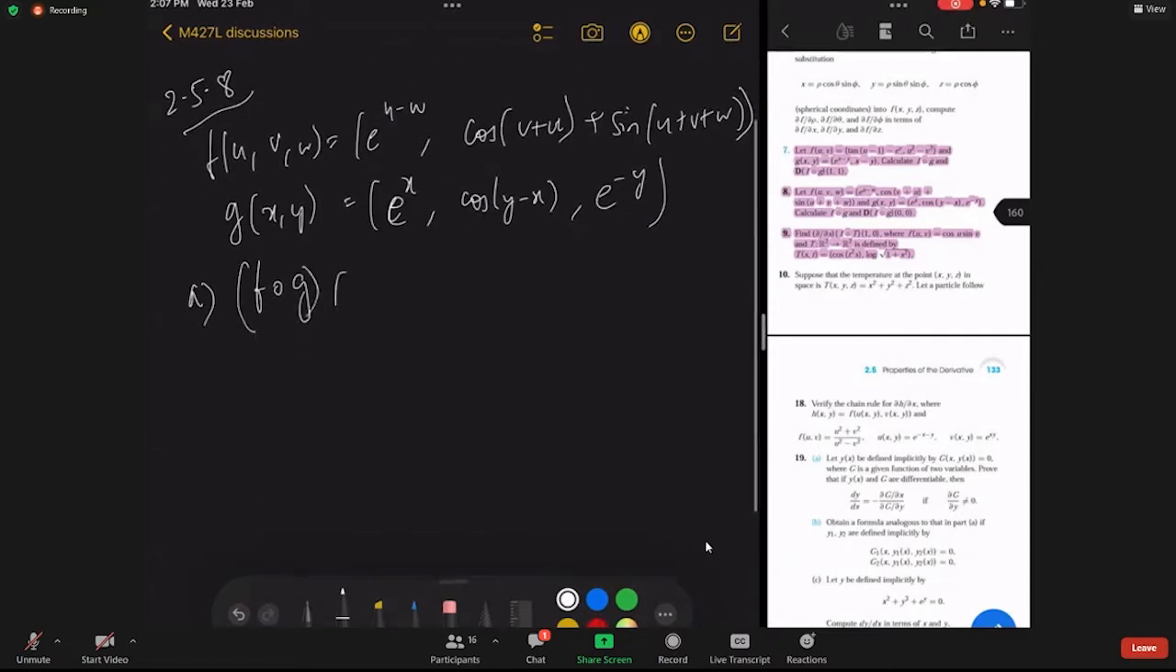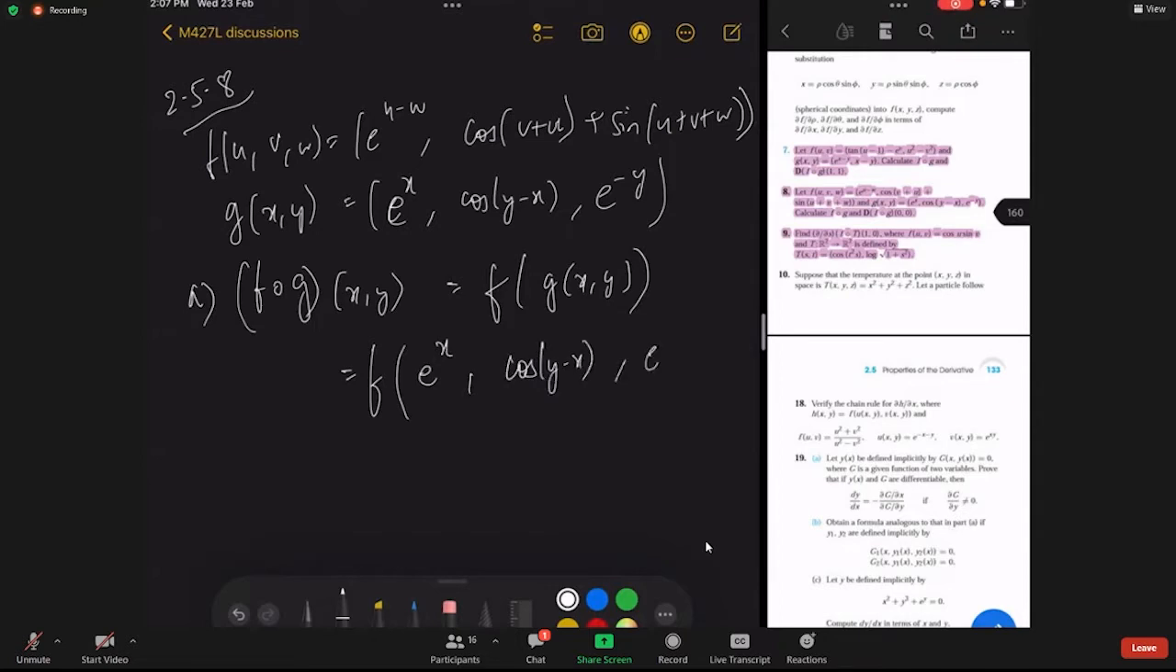So f circle g of x comma y is basically f of g of x comma y. So this is f of g of x comma y. I'll just write it down, which is e power x, cos of y minus x, e power minus y. Now in this, this is your u part, this is your v part, this is your w.